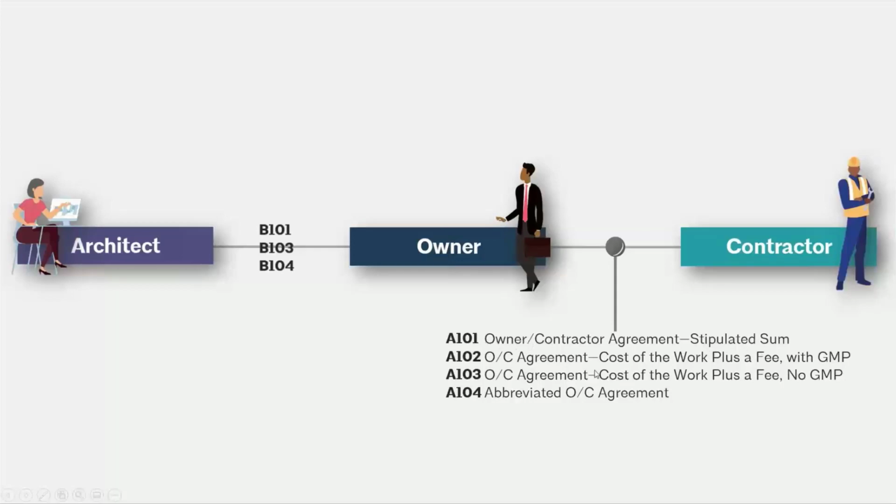That's your A101. And then you have two different options if you want the cost of the work contracts. So it's the cost of the work plus a fee. And whether or not you want a GMP or a guaranteed maximum price, we'll decide whether you go with the A102 or A103. And then the A104 is the abbreviated owner-contractor agreement. Again, it's abbreviated. It is going to be a lot shorter, but is going to leave out some longer items that you'll see in the A102, 103, and 101.